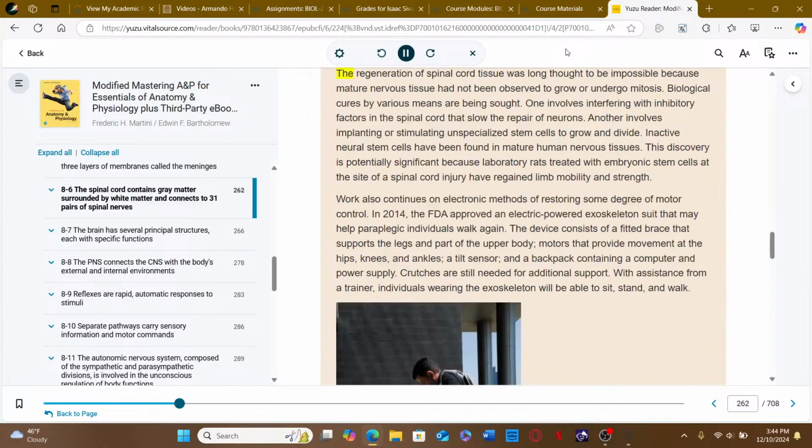The regeneration of spinal cord tissue was long thought to be impossible because mature nervous tissue had not been observed to grow or undergo mitosis. Biological cures by various means are being sought. One involves interfering with inhibitory factors in the spinal cord that slow the repair of neurons. Another involves implanting or stimulating unspecialized stem cells to grow and divide.